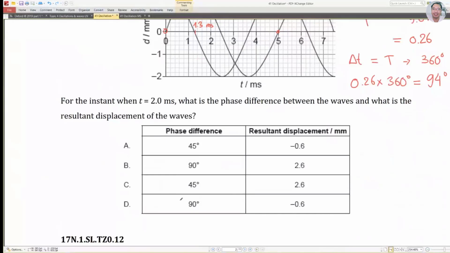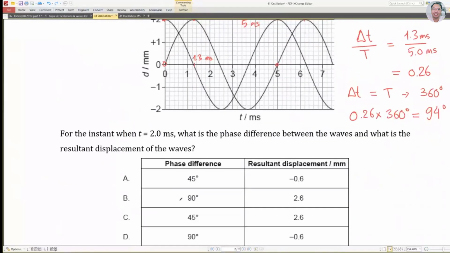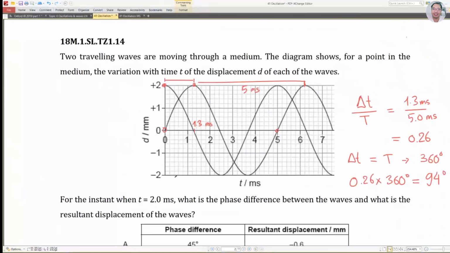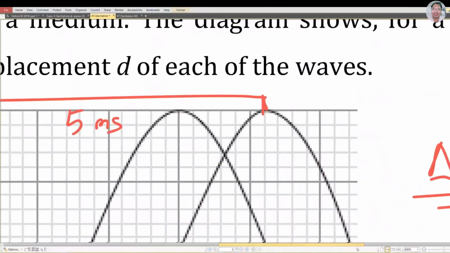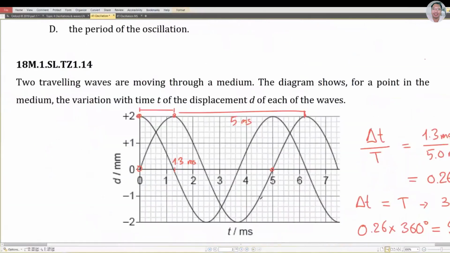For the maximum amplitude of the second wave, I got B for this question.